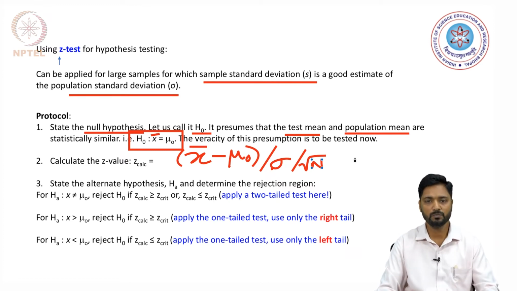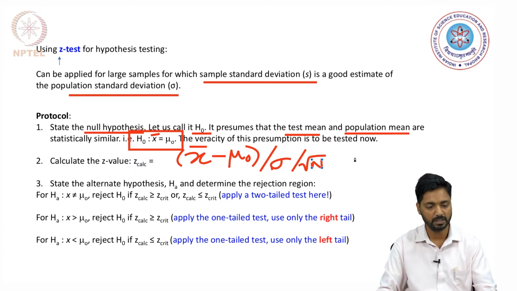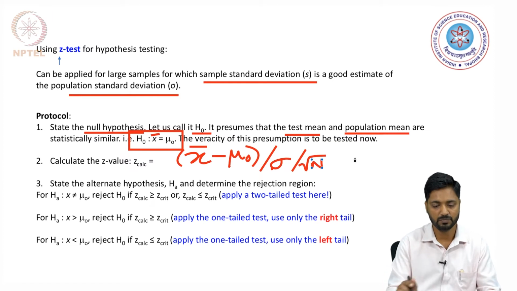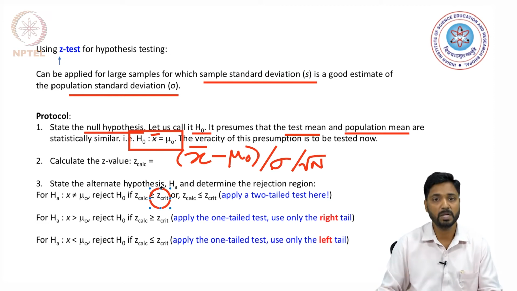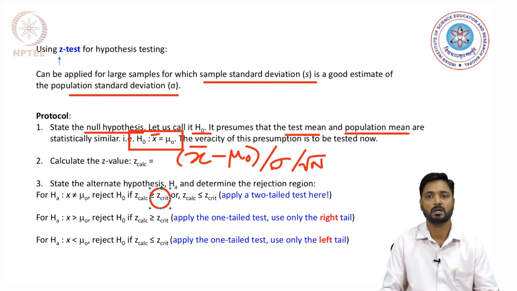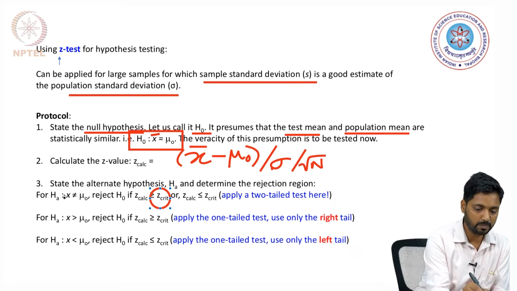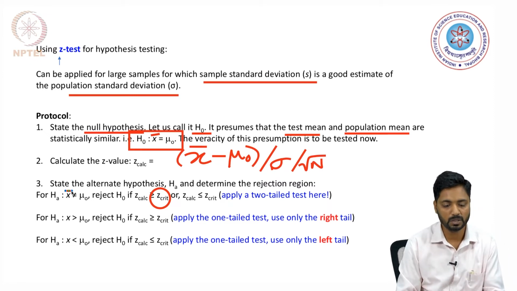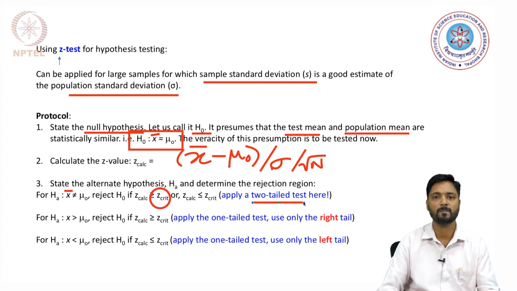So when we do our z calculation this way, we can compare this calculated z value with a critical z value, which we have denoted as z critical. Now comes the question that we need to address: whether it is only about x bar being not equal to mu naught. In those cases we will apply the two-tailed test and compare whether the z calculated value is either greater than the z critical or less than the z critical.